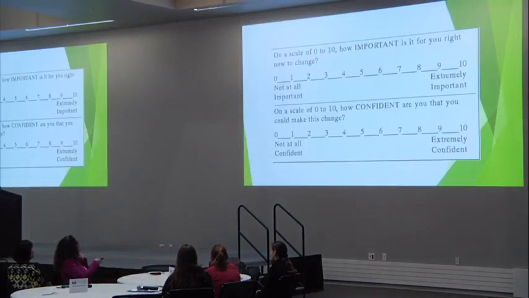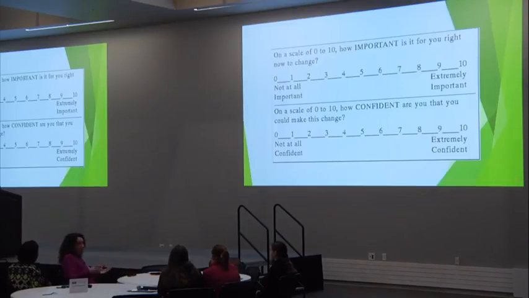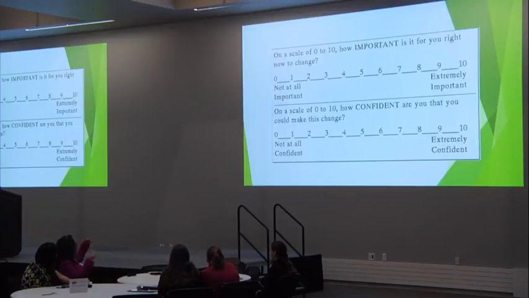I think the next slide, okay. So this is one of the rulers that you're able to use if you're interested. And so basically what you do is you can use this to kind of get a gauge on importance, confidence, and readiness. So we talked about those 3 components earlier. So what you can do is ask them, how important is it for you to make this change? 0 being not important at all and 10 being extremely important.